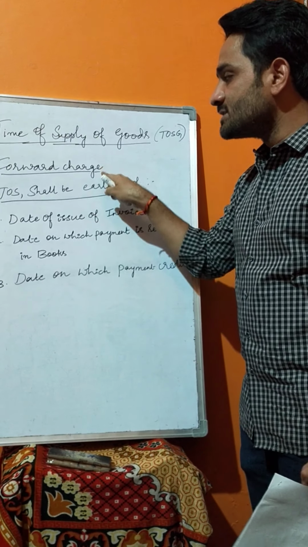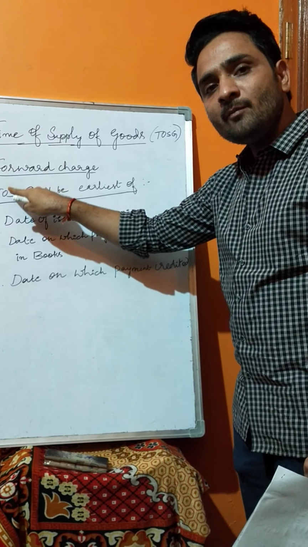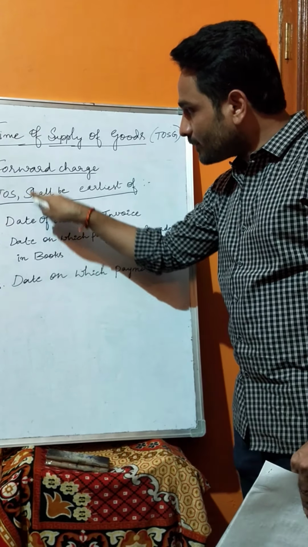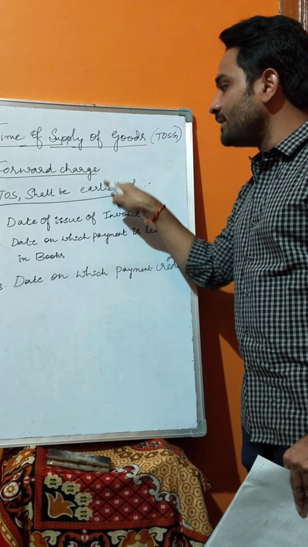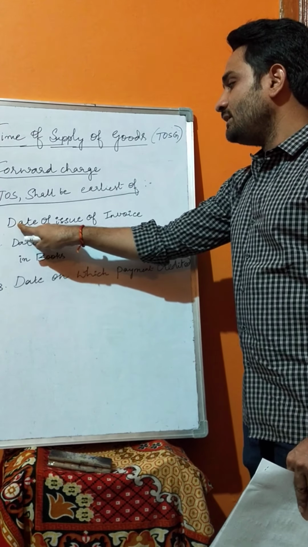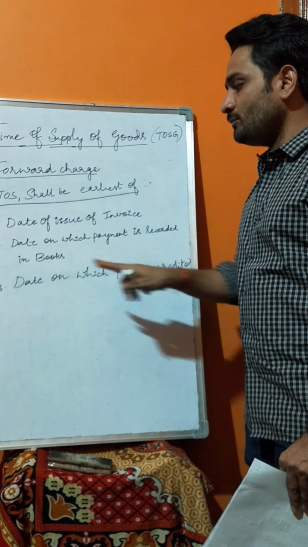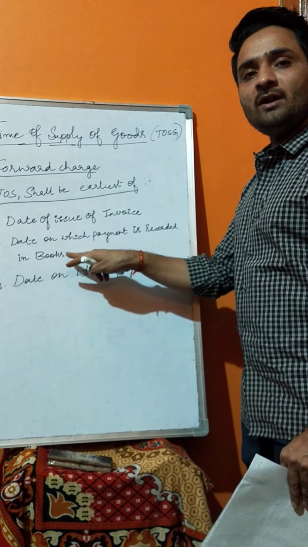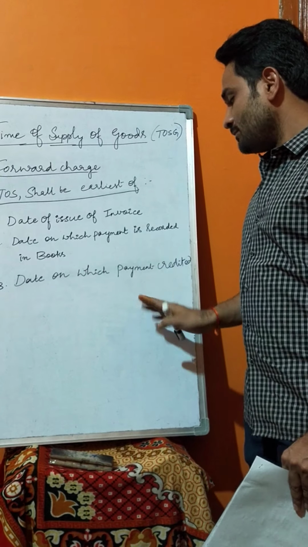In case of forward charge, how do you determine time of supply? So time of supply in case of forward charge shall be the earliest of date of invoice issued, date on which payment is recorded in the books and date on which payment is credited.